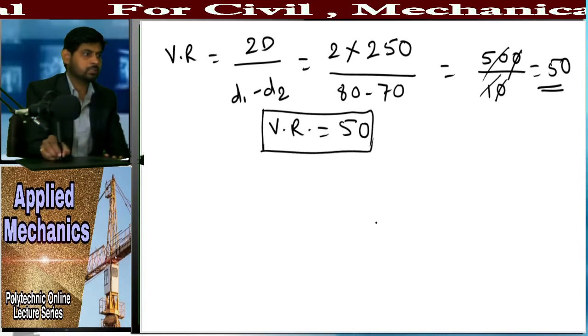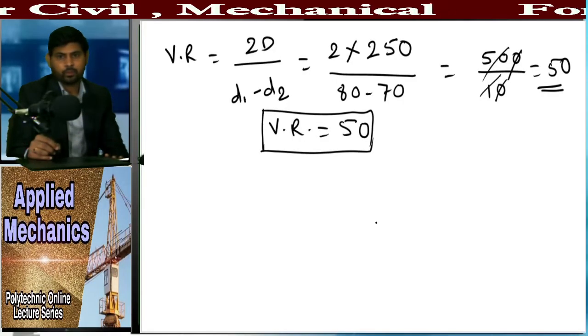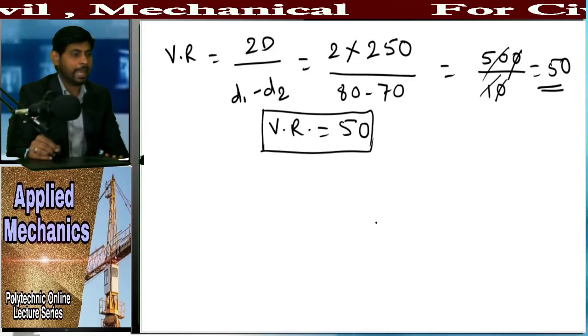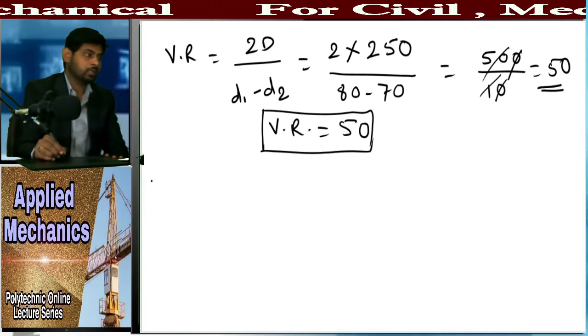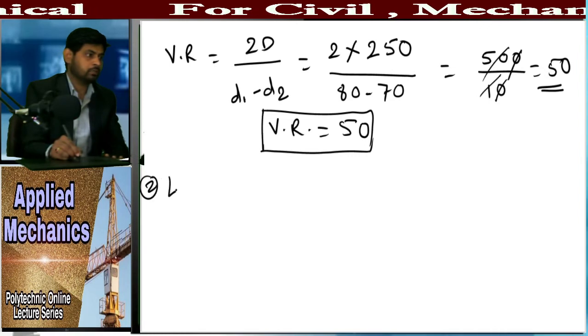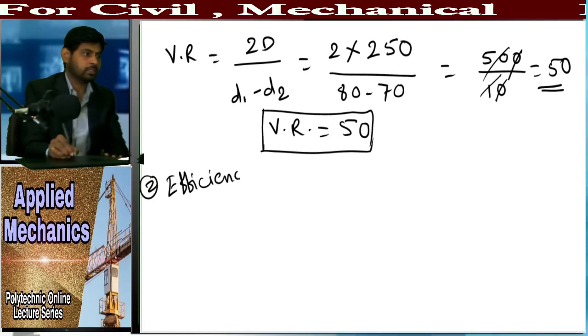So once we have found the value of the velocity ratio, now we can solve for the efficiency. So the second thing we have to do is find the efficiency.